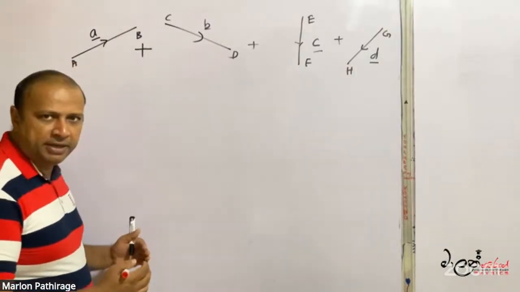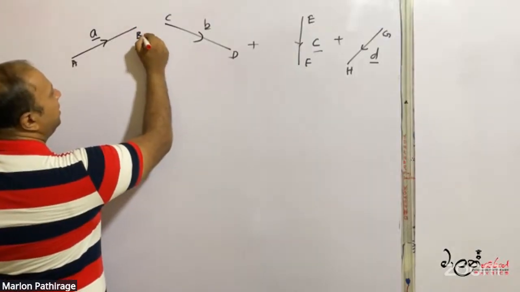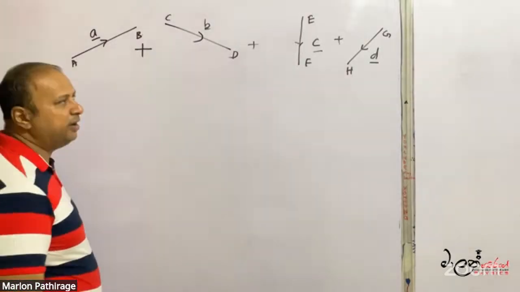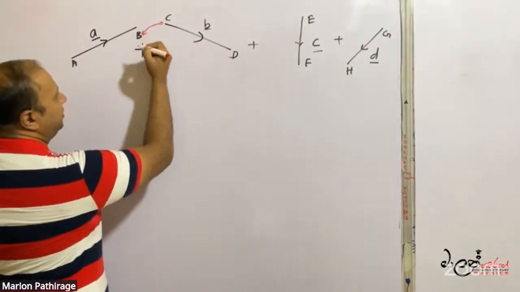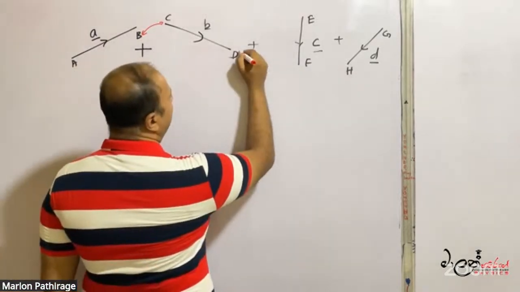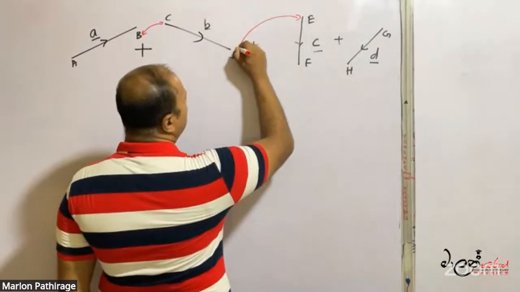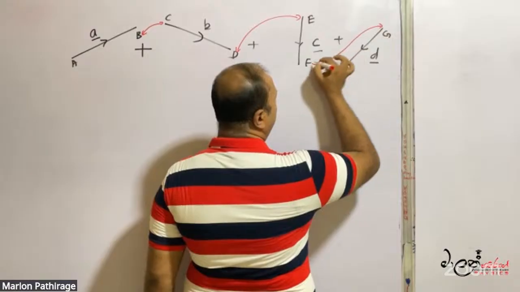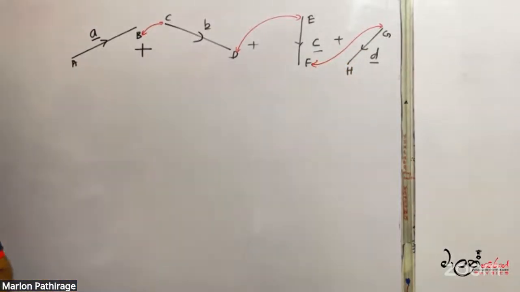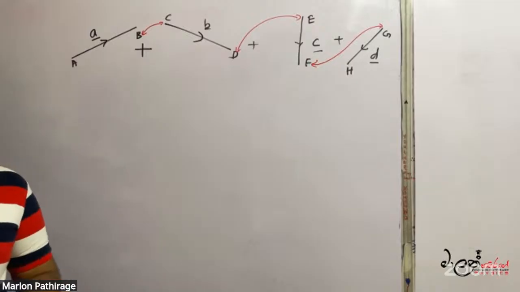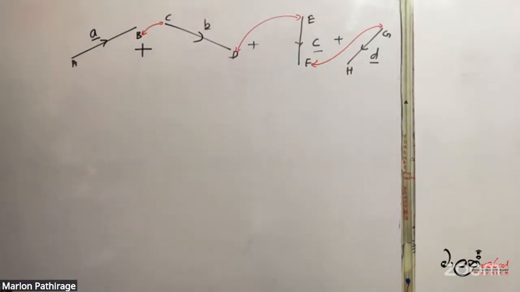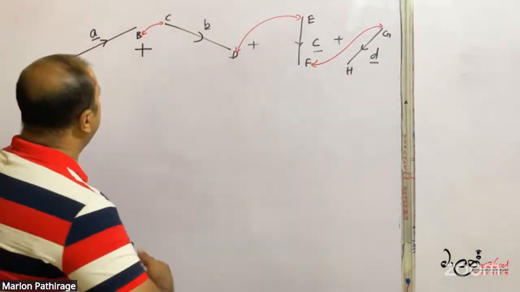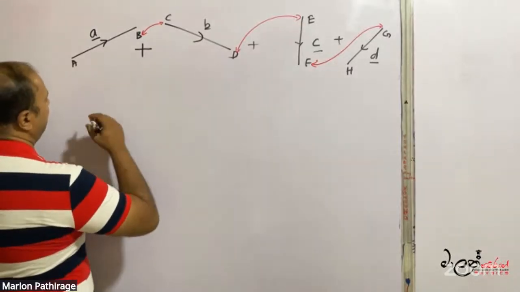It is very simple. First, you have to overlap the endpoint of the first vector and the starting point of the second vector. You have to overlap them. So once you overlap, you can have this kind of figure.